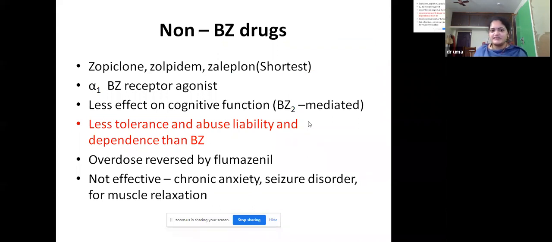And the non-benzodiazepine drugs are zopiclone, zolpidem, and zaleplon. Among these drugs, zaleplon is the shortest acting drug. They act mainly through the benzodiazepine 1 receptors. So they do not produce tolerance, abuse liability, or dependence compared to benzodiazepines. These effects can also be reversed by flumazenil. They are not effective in anxiety, seizure disorder, or for muscle relaxation. They are used only as sedatives and hypnotics.